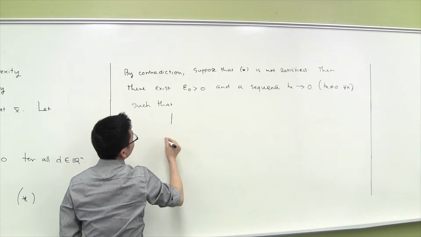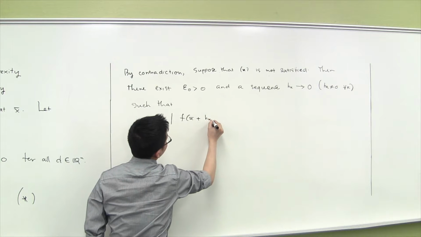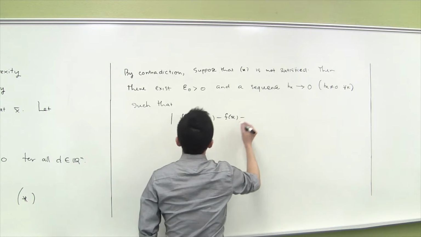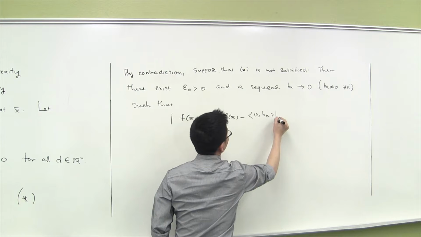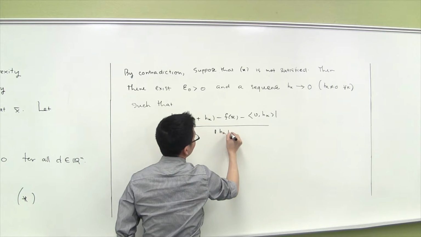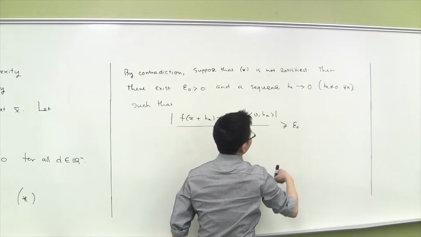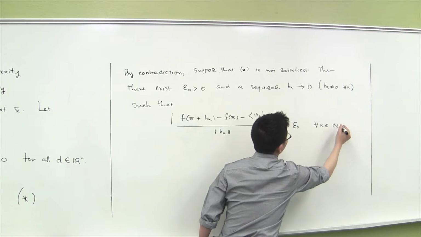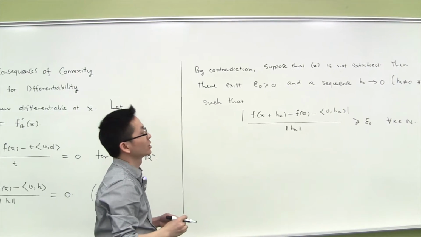the absolute value of f of x bar plus hk minus f of x bar minus the inner product of v and hk, over the norm of hk, is always greater than or equal to epsilon naught, and this is true for all k in N. Okay, for all positive integer k.